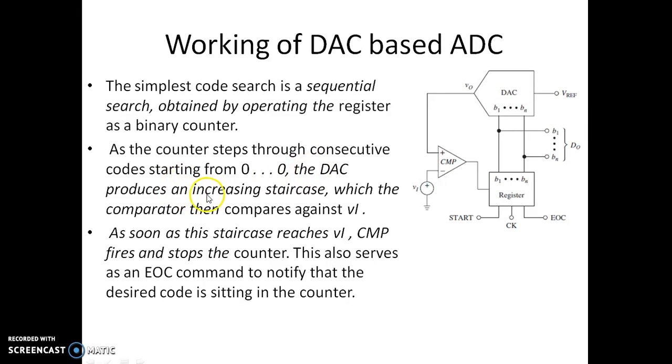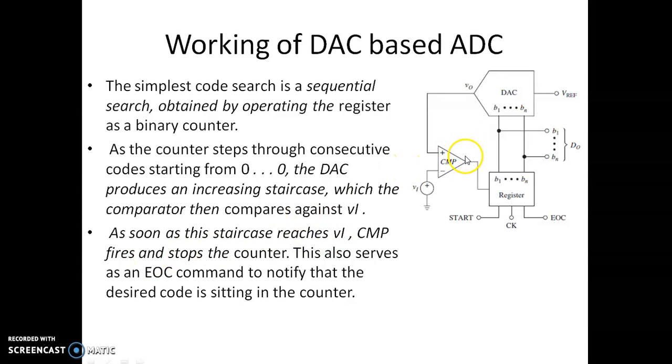So the DAC produces an increasing staircase which is compared with the VI value. We know it will give an output voltage, because this is like a staircase generator, since you are increasing the input bit by bit. So the output will be like a staircase. Every step will be compared with this input voltage VI. As soon as the stair reaches VI or slightly greater than VI, the comparator fires.